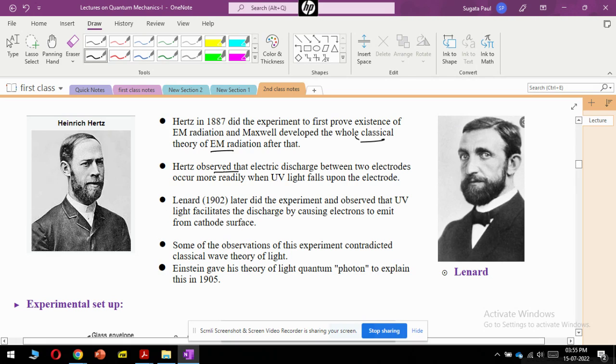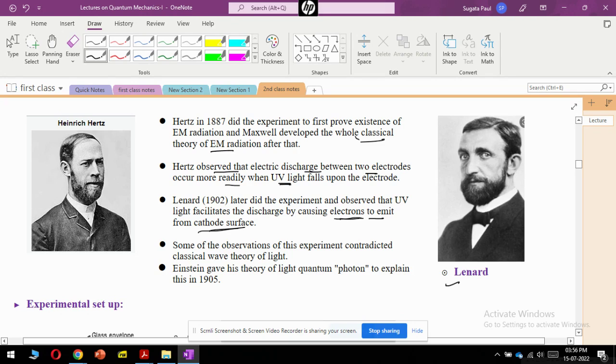But for the moment, just let us know that Hertz in this experiment observed that the electric discharge between two electrodes occurred more readily when one of the electrodes was illuminated by UV light. Okay, this was just a mere observation, and he did nothing about it, and he left his conclusion with the classical theory only. But then later on, another scientist, Lenard, this man, also did a similar experiment with some modifications, and he observed the same thing, and he explained that maybe the UV light is helping the discharge between the two electrodes because it is somehow causing electrons to be emitted from the cathode surface.